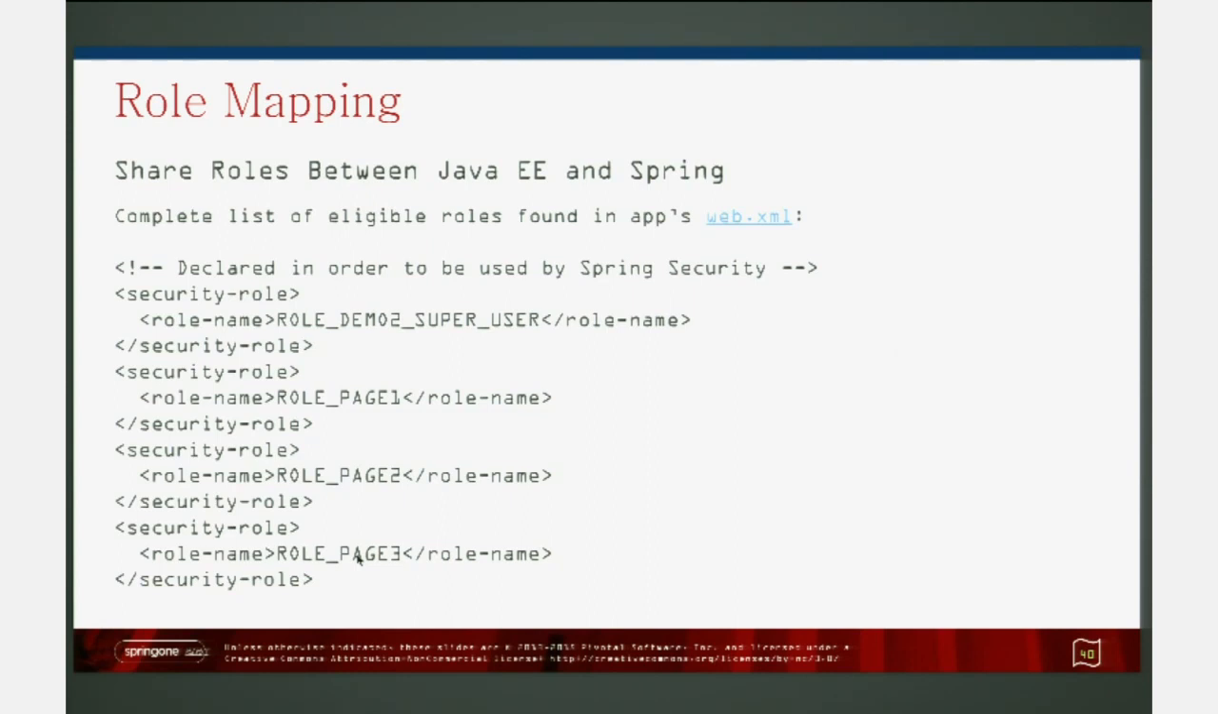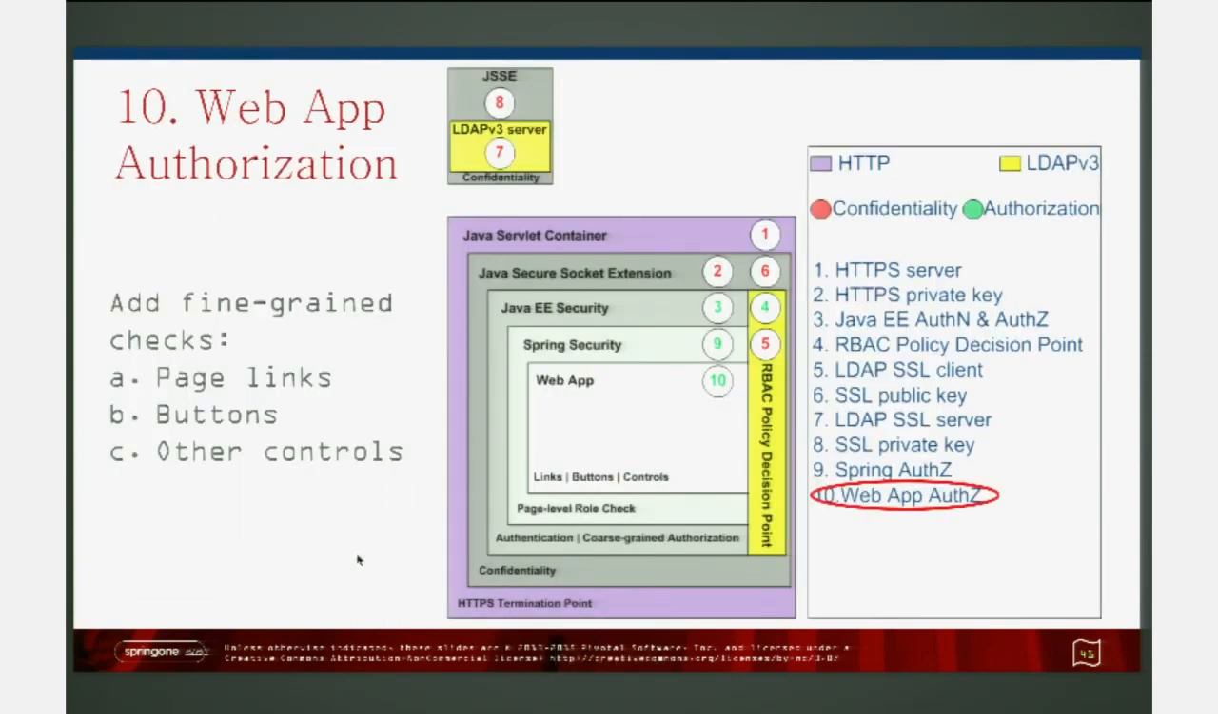Okay, so as far as role mapping, we also need to make the roles that the container activated available to Spring. We need to declare them, and so how you do that is you declare the role names in the web.xml.